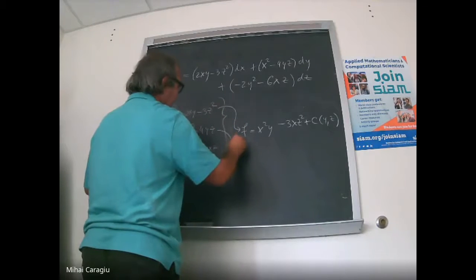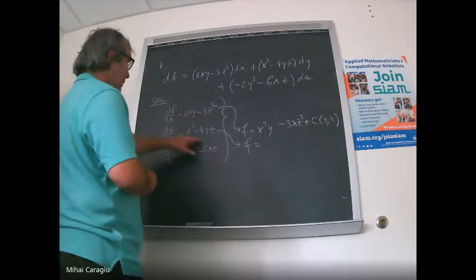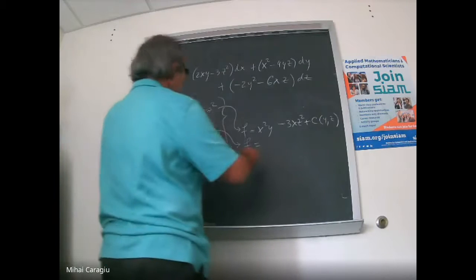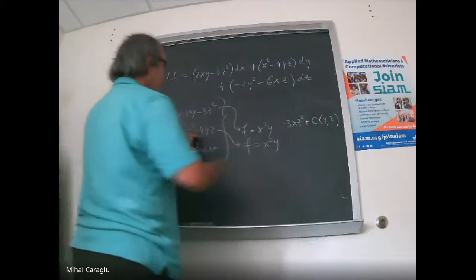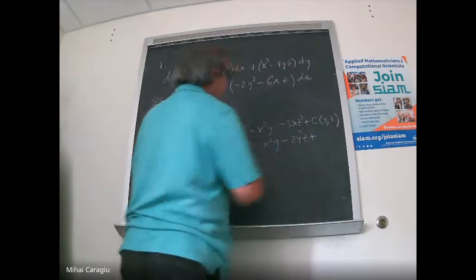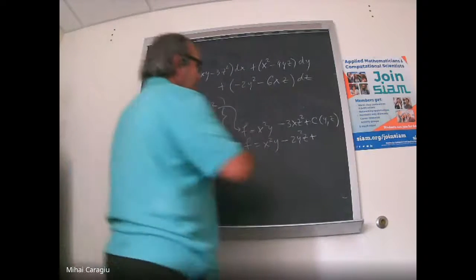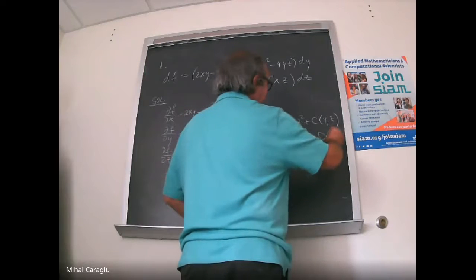From the second one, in a very similar way, we have to integrate x squared minus 4yz with respect to y. So f will be x squared y minus 2y squared z plus another constant, but now the constant depends on x and z. So we have to call it a different name, plus d of x and z.